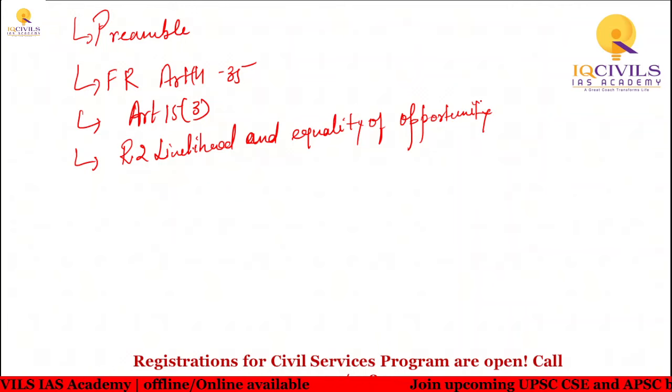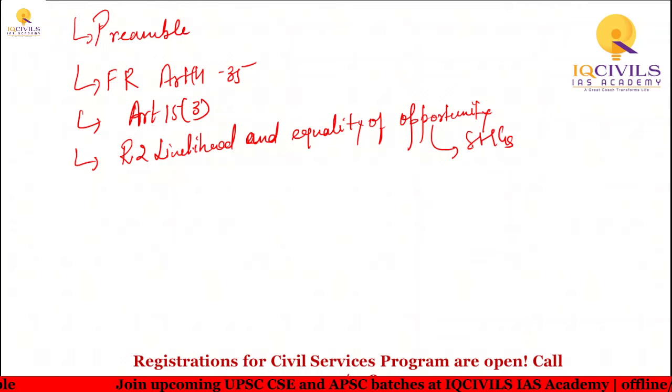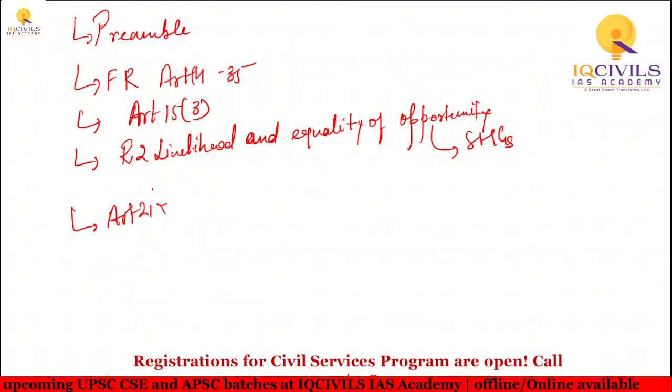Clear? Now, right to livelihood and equality of opportunity. That is also very important. For example, creation of self-help groups, SHGs. Then you can mention Article 21 also, right to life and liberty. For example, termination of virginity test for women, rights of reproductive choice for women. These things are very important under Article 21. And then Shah Bano case with respect to triple talaq.